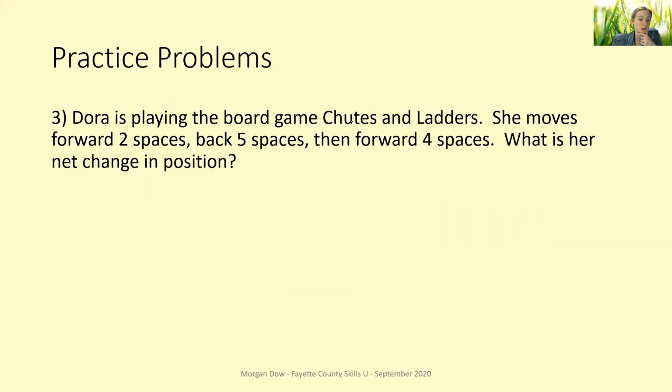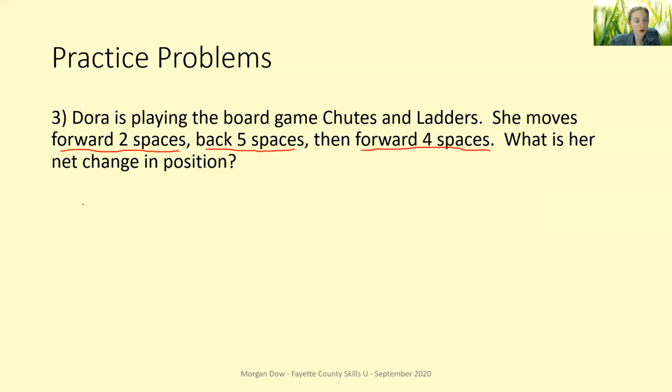All right, and then number 3, practice problems. Dora is playing the board game Chutes and Ladders. Has anyone played Chutes and Ladders before? I used to be obsessed with that game when I was little. So it's all about, right, moving forward and moving backwards along the board. So she moves forward 2 spaces, back 5 spaces, and then forward 4 spaces.